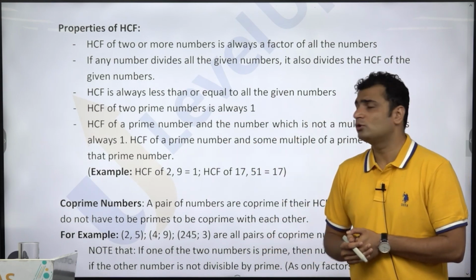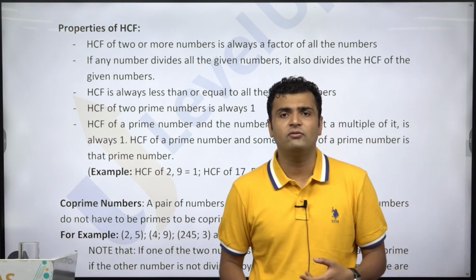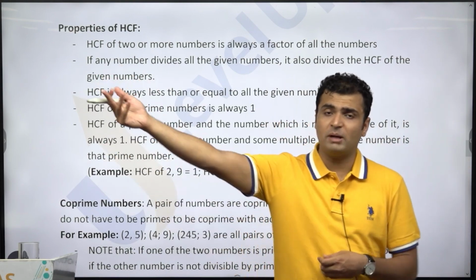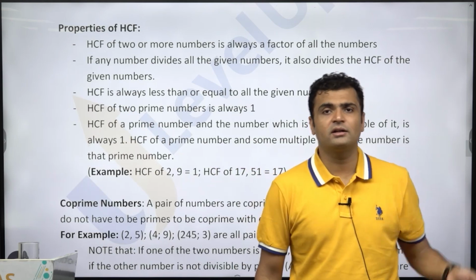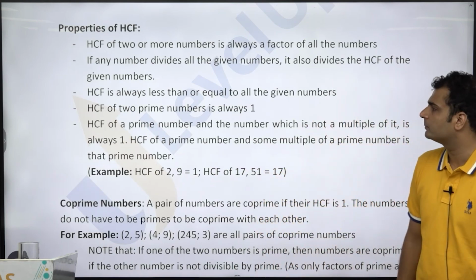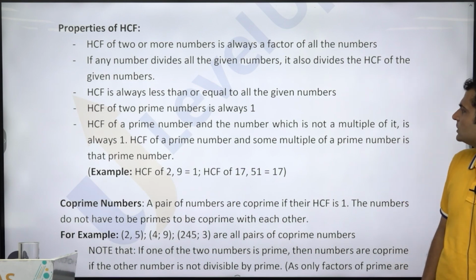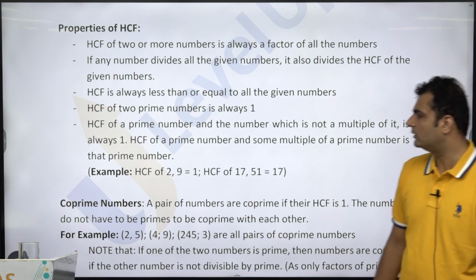HCF of two prime numbers is always 1. What is a prime number? It has only two factors, 1 and itself. So for two different prime numbers, the only common factor is 1, because there is no other common factor, so the HCF will also be 1. HCF of a number and the number which is not a multiple of it is always 1.